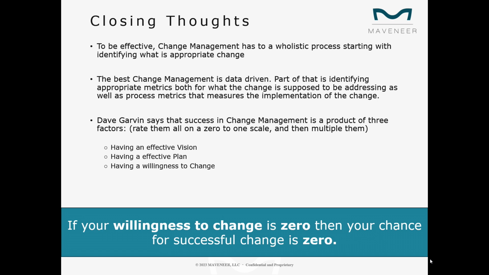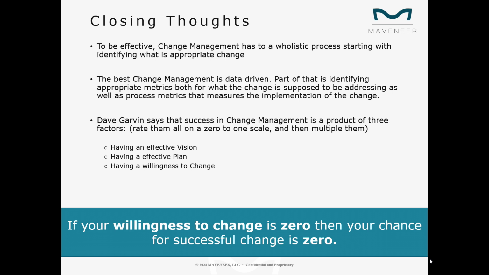I have some closing thoughts. It's a relatively short class, but the first thought is, to be effective, change management has to be a holistic process, and you start that by identifying what's the appropriate change. Just because you can change doesn't mean you should change. So when you go into change management, you got to look at the whole process, start to finish. Don't try to do some engineering project halfway through. Really go all the way to the front and say, what are we trying to accomplish here?